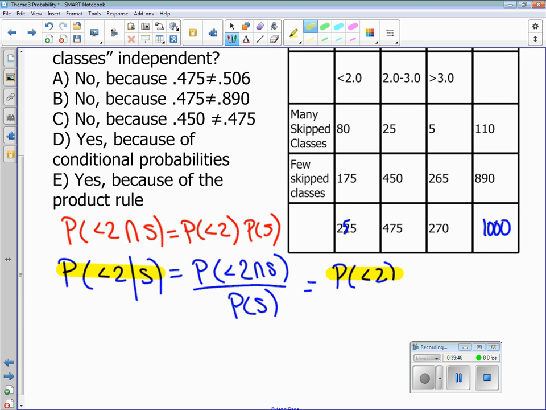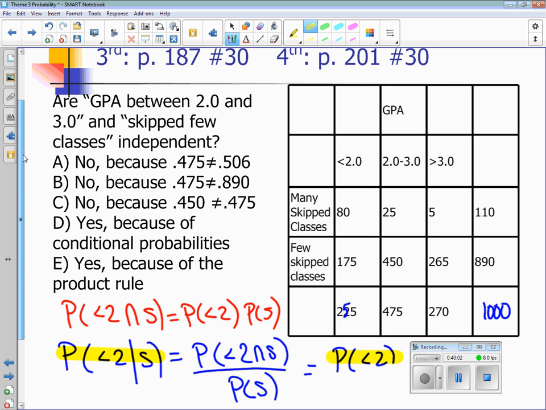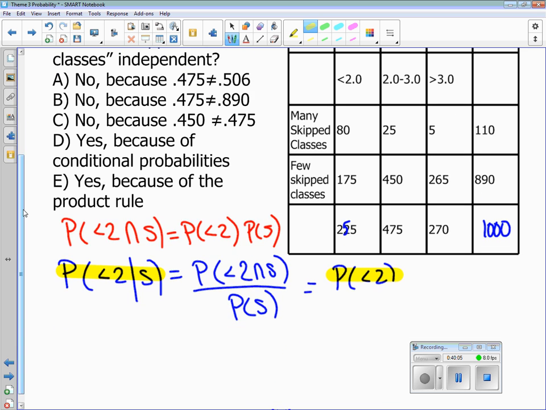You just wrote the probability of less than 2 given that they skip. The middle is just the definition, so you can skip that part altogether if you want. Yes, sir. Does it say between 2 and 3? Oh, thank you. I'll just change that in each of these cases.